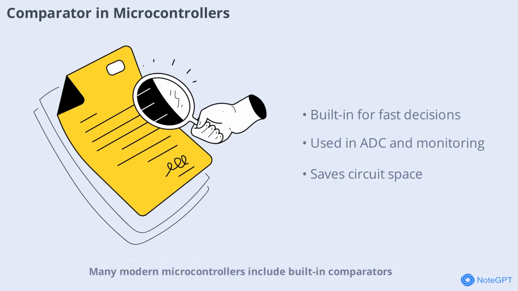Many modern microcontrollers include built-in comparators. These on-chip comparators allow for fast, efficient decision-making without the need for external components. They are commonly used in analog-to-digital conversion, threshold detection, and signal monitoring. Integrating comparators into microcontrollers streamlines circuit design and saves space.